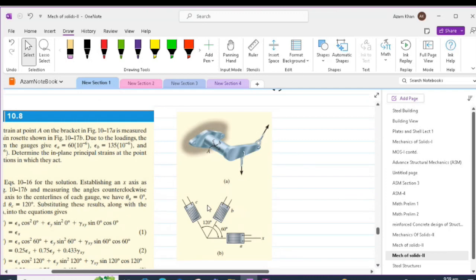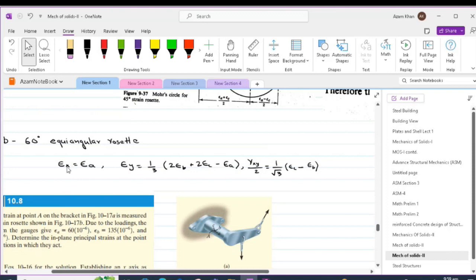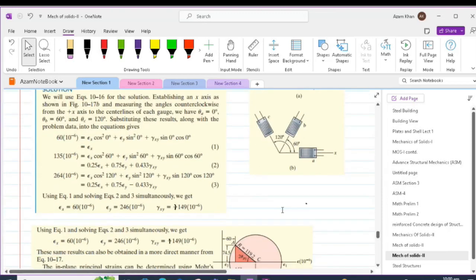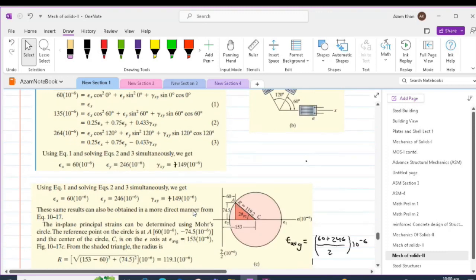Since the strain gauges are arranged in a 60-degree rosette, we can use the expressions epsilon x is equal to epsilon A, epsilon y is equal to 1 by 3 times (2 epsilon B plus 2 epsilon C minus epsilon A), and gamma xy by 2 equal to 1 by root 3 times (epsilon C minus epsilon B). Plugging in the values, we will get epsilon x is equal to 60 into 10 raised to power minus 6, epsilon y equal to 246 into 10 raised to power minus 6, and gamma xy equal to plus 149 into 10 raised to power minus 6.